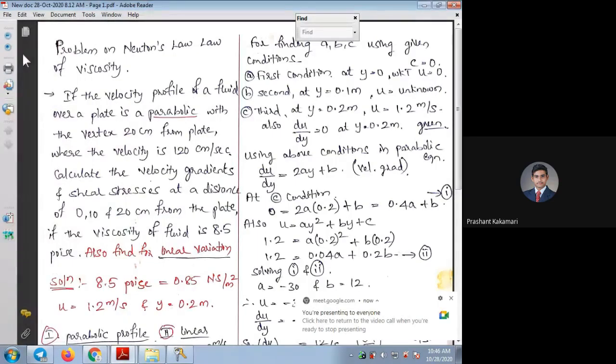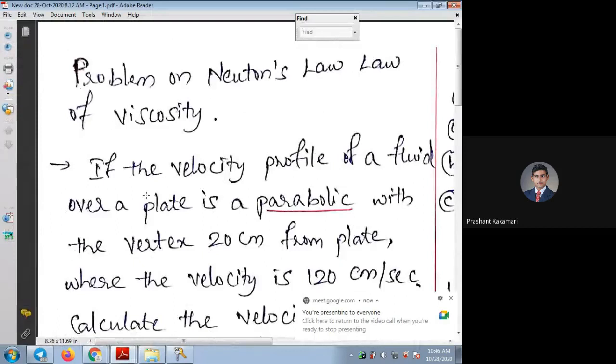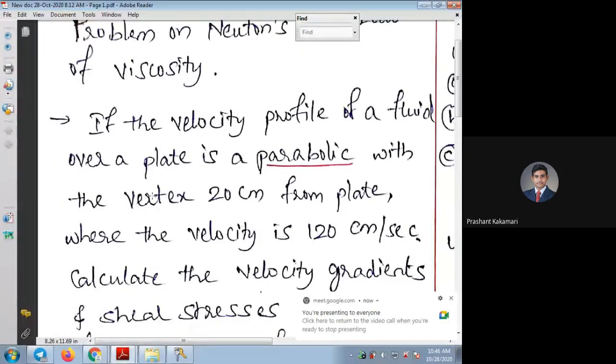The question asked is like this: if the velocity profile of a fluid over a plate is parabolic, the profile of the velocity above the plate. So one plate is kept on the table. On that the fluid is flowing, and how is the profile of that velocity changing? It is changing with respect to a parabolic shape.